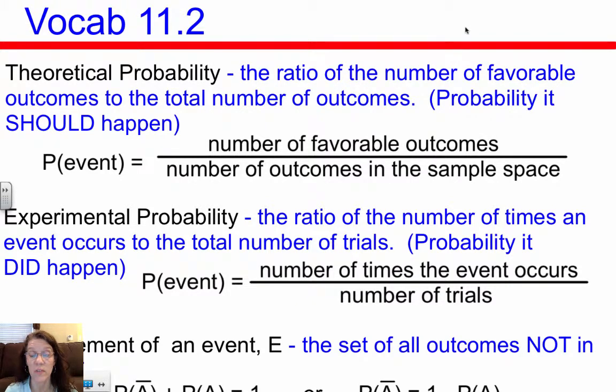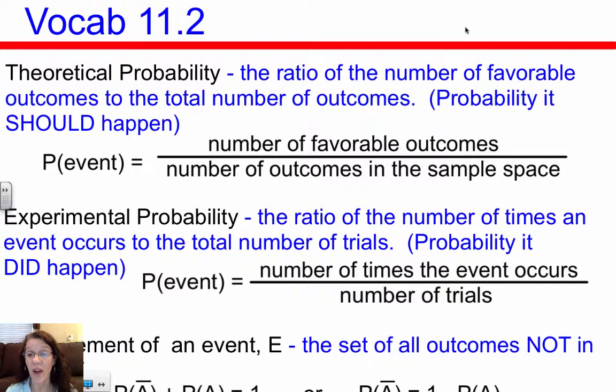getting a tails. Experimental probability is when you actually conduct an experiment and you look at the probabilities for that particular experiment. It's the ratio of number of times an event actually occurred to the total number of trials. It's the probability that it did happen. Again, probability of the event is equal to the number of times the event occurs over the number of trials.